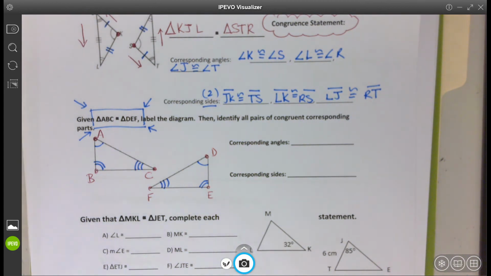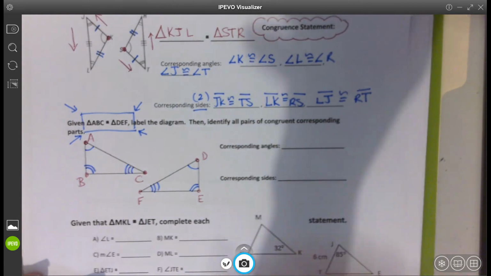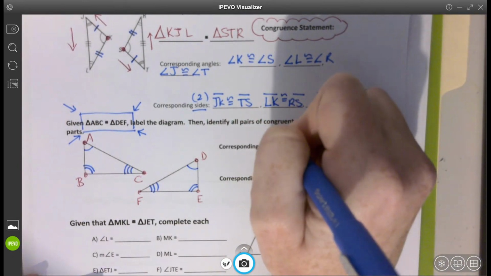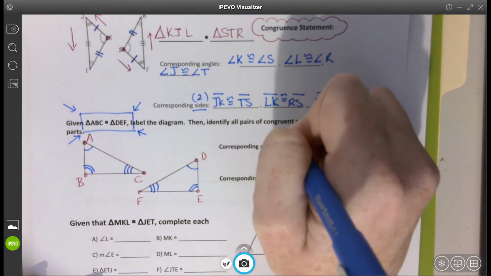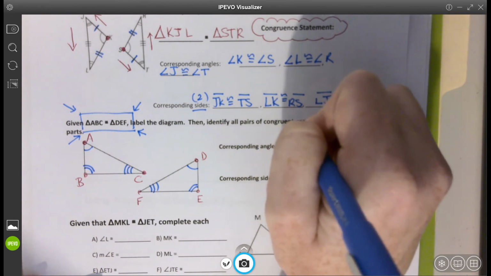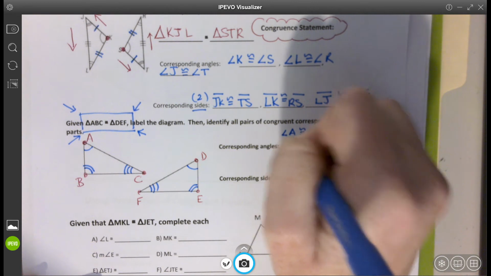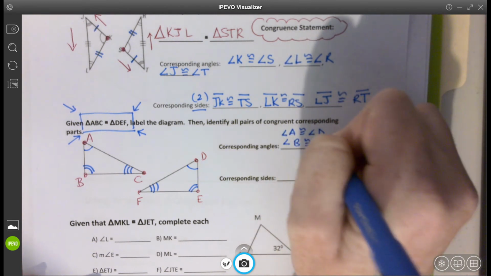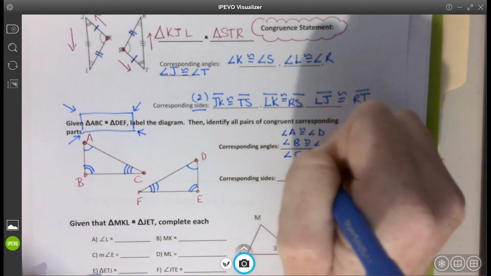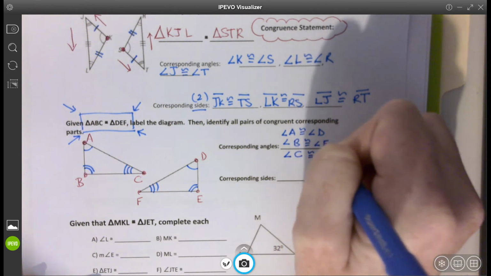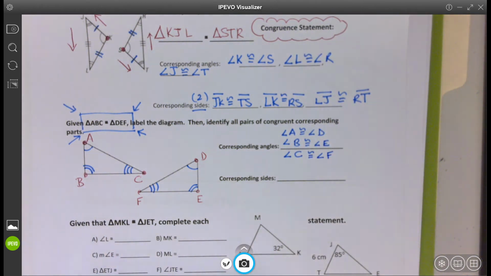All right, so now I'm going to actually write my corresponding angles because we already see them on our diagram. So here I have angle A is congruent to angle D. Angle B is congruent to angle E. Angle C is congruent to angle F. All right, so now I'm going to move into my segments.